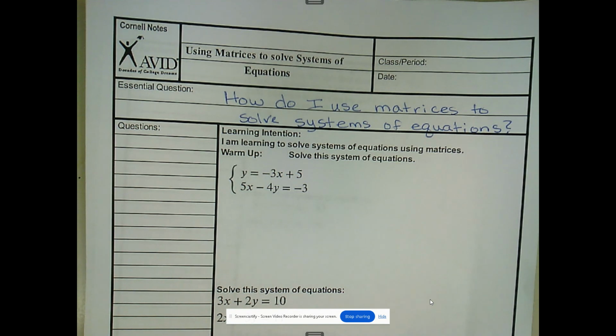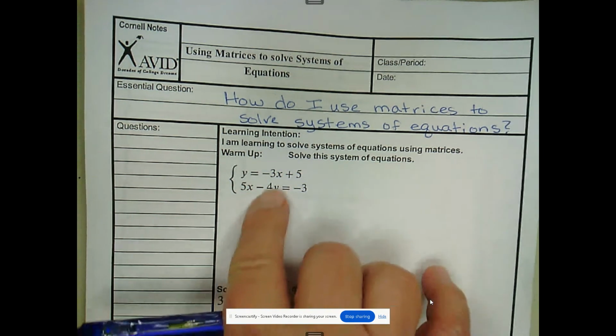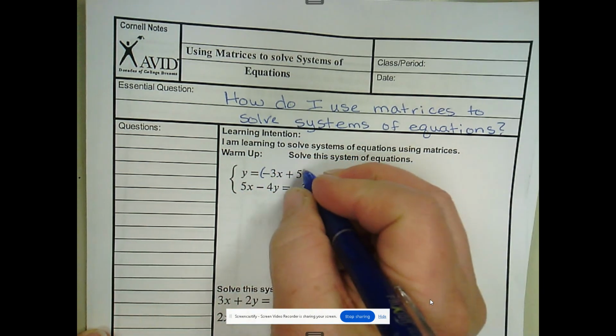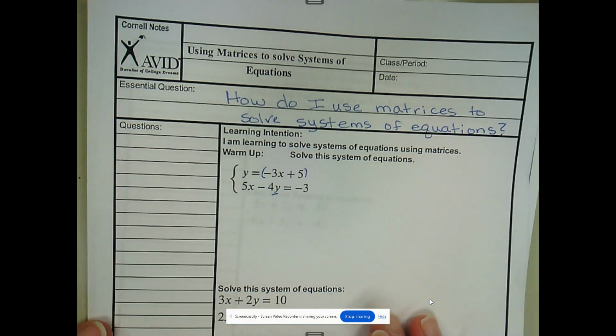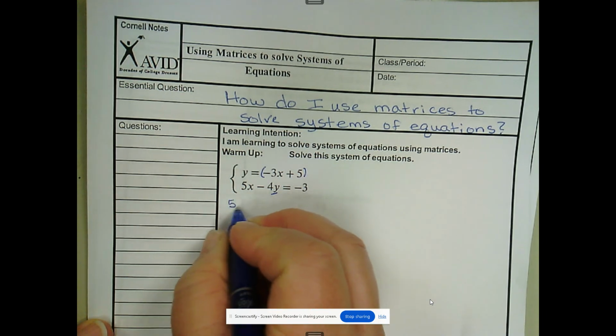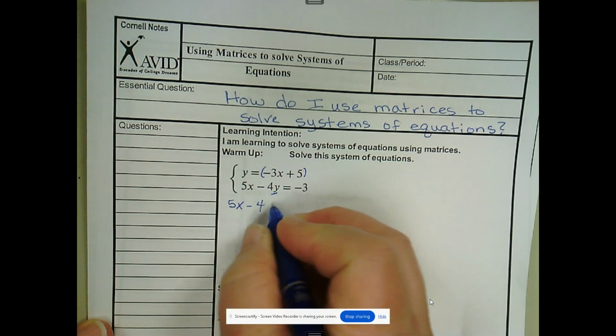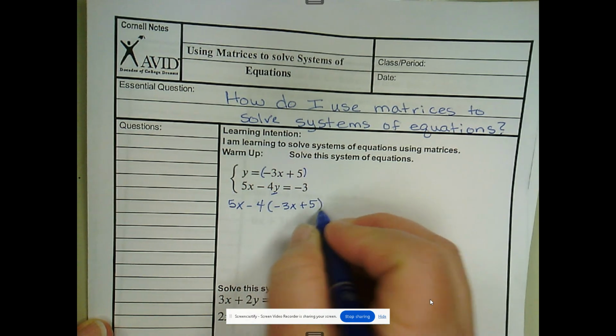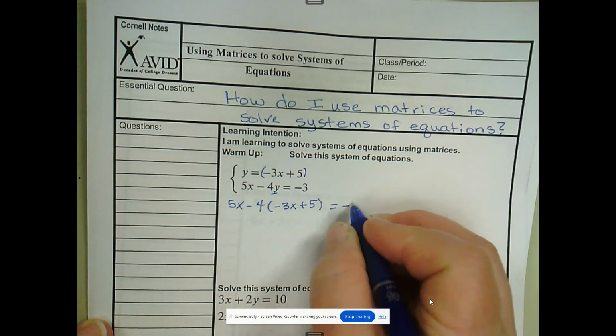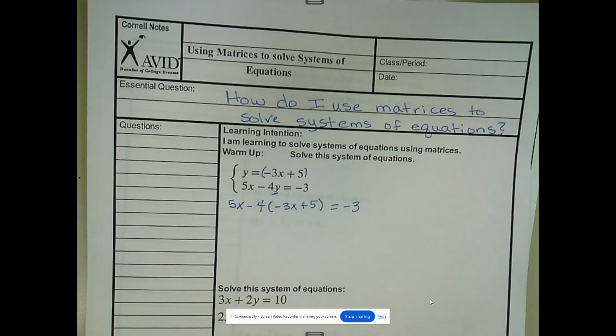This is solving by substitution. I know that this is what y is equal to, so I will substitute that into my second equation. 5x minus 4 times negative 3x plus 5 is equal to negative 3. All I've done is substituting in what y is equal to. Now I need to start by distributing, and then I can solve.